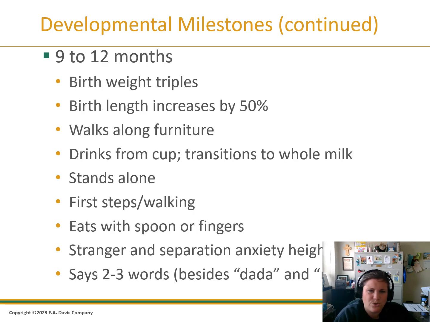At 9 to 12 months, their birth weight is going to triple. So by the time they're a year old, we expect them to be 3 times what they were when they were born. Their length also increases by approximately 50%. They are walking along furniture now, if not taking steps and moving independently. They should be drinking from a cup, and we should be getting ready to transition them from formula or breast milk to whole milk.